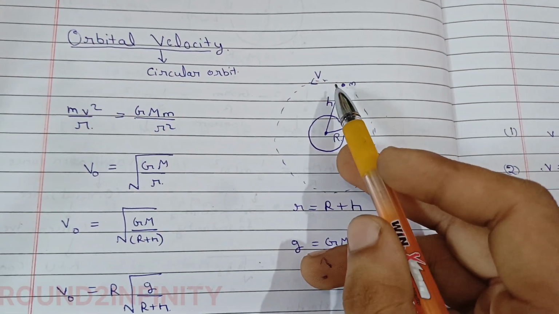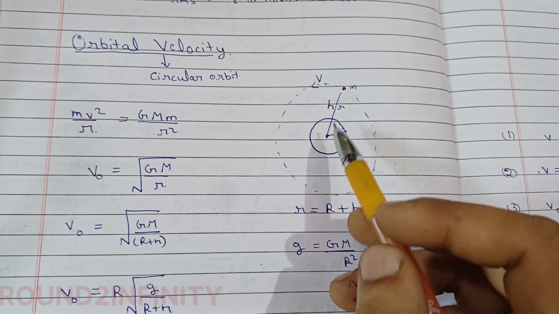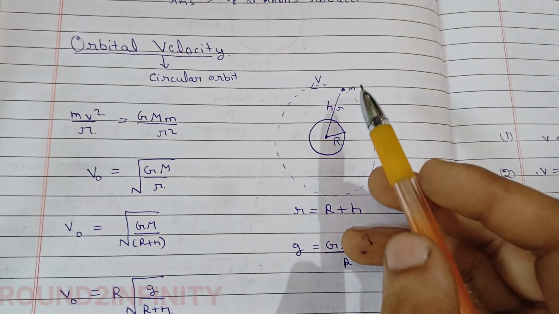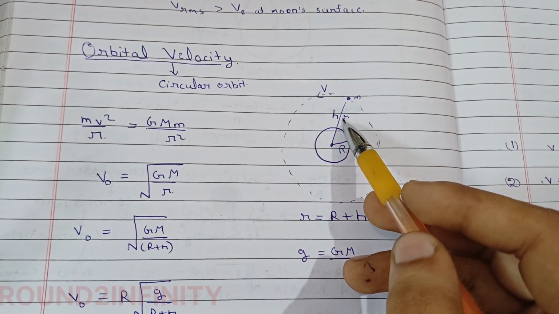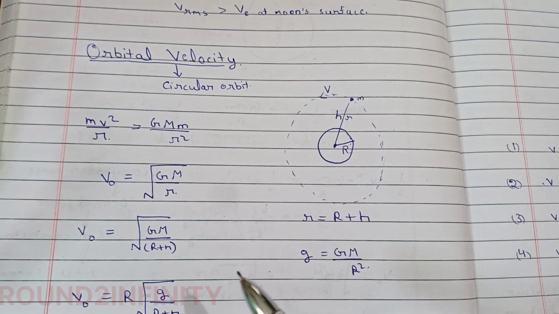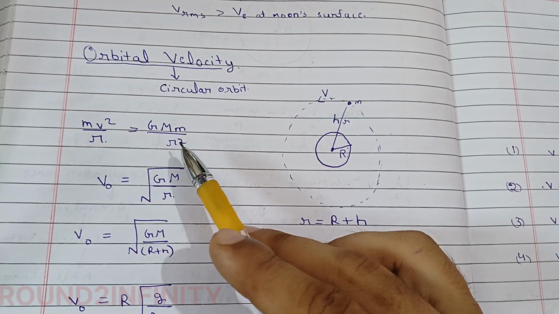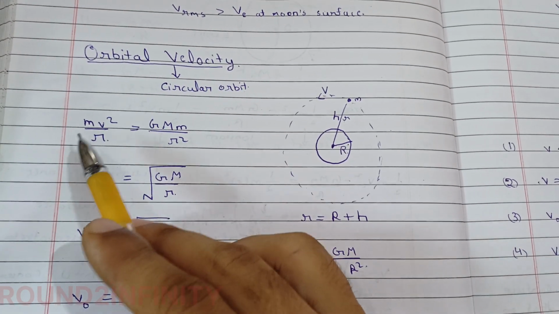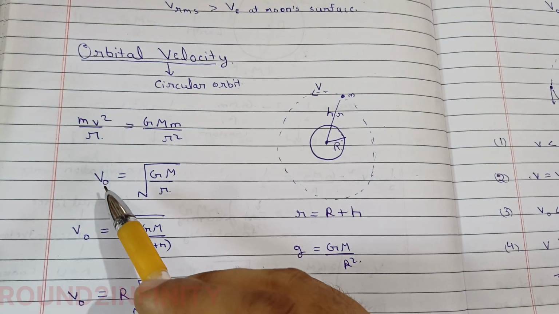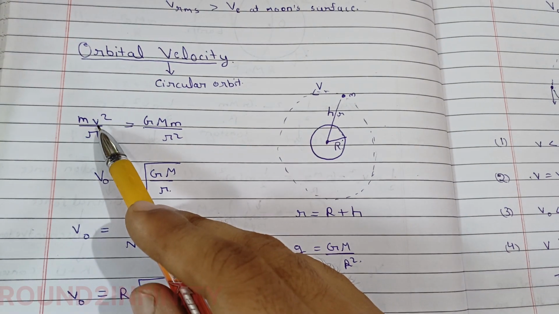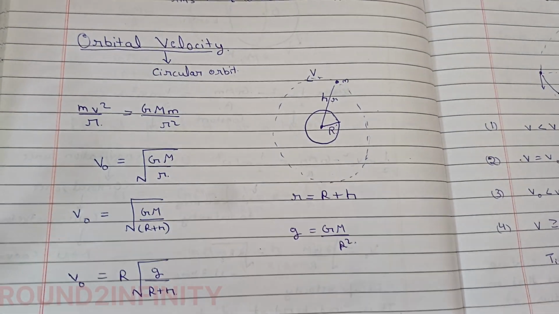See, to rotate anything around the earth we need a centripetal force. That centripetal force is given by the earth's gravity. At any point at height h, we call the distance from the center r, the height is h. The force on this mass will be GMm over r square in magnitude, and this will act as the centripetal force. That's why we equate it with mv square over r. From here we can find this v orbital. So vo will be the square root of GM over r. This will be our orbital velocity.